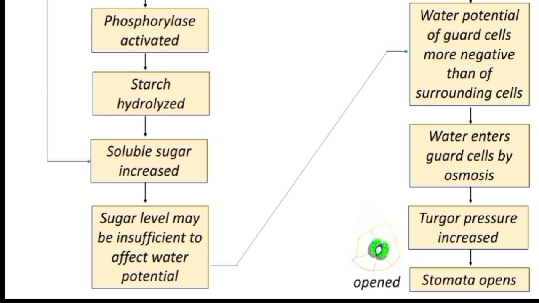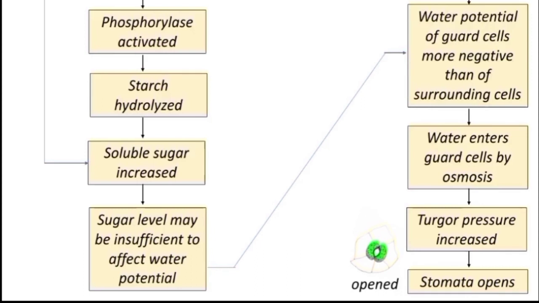Thus we can say that in the presence of light, photosynthesis takes place and starch-sugar conversion does occur, but it is insufficient to affect the water potential of the cells. Ultimately the change in the potassium ion concentration is responsible for the opening and closure of the stomata, and the starch-sugar conversion that was proposed by the classical theory is insufficient for the opening and closing of stomata.